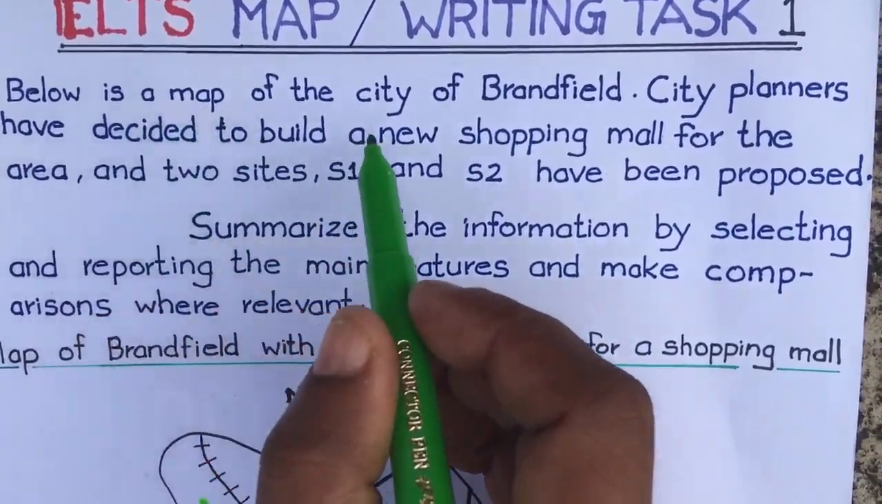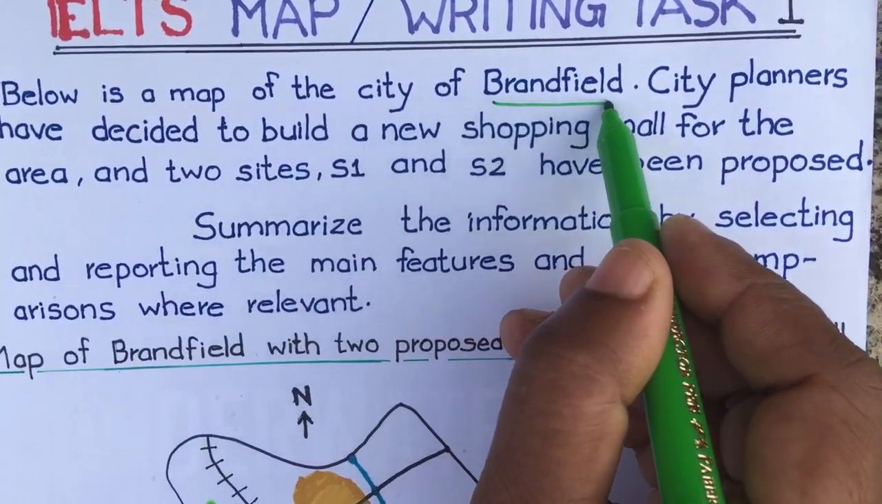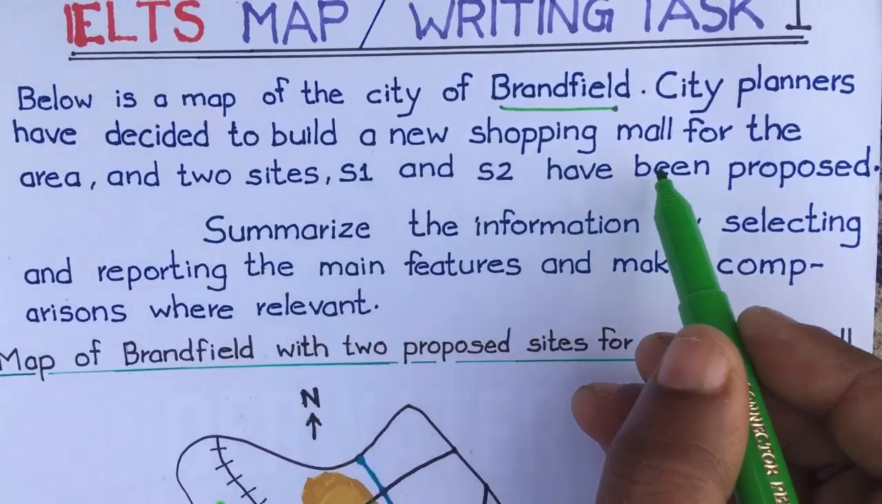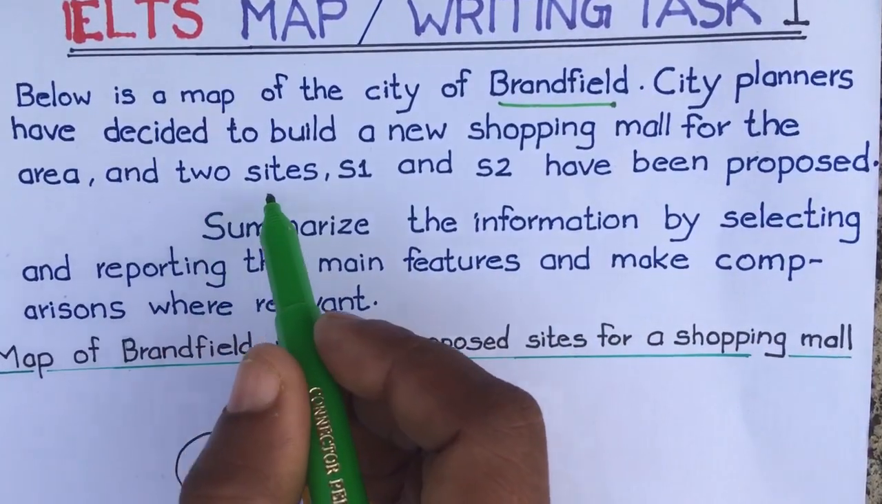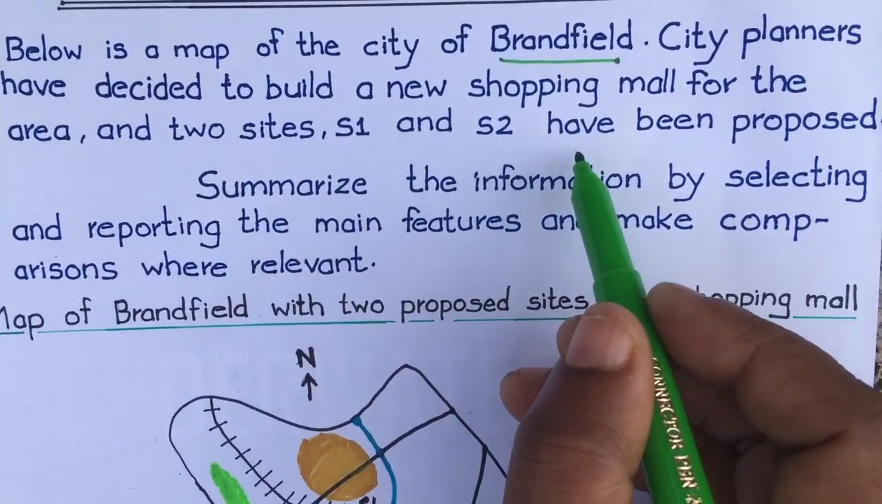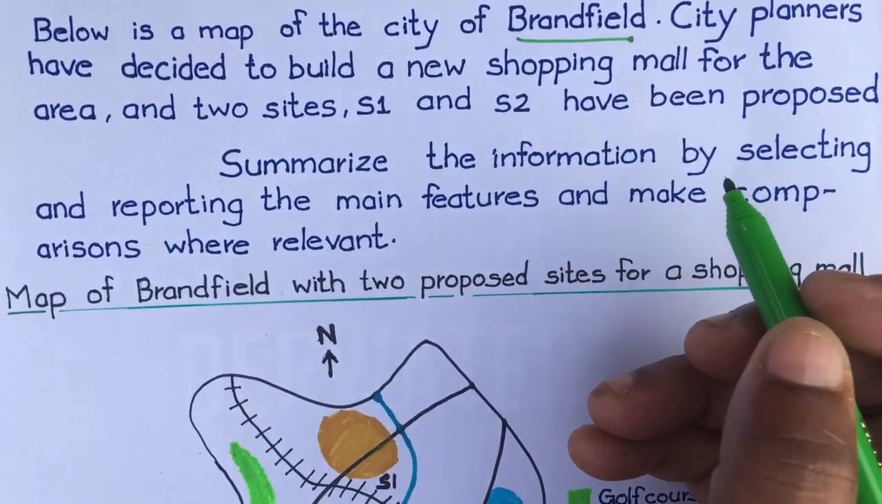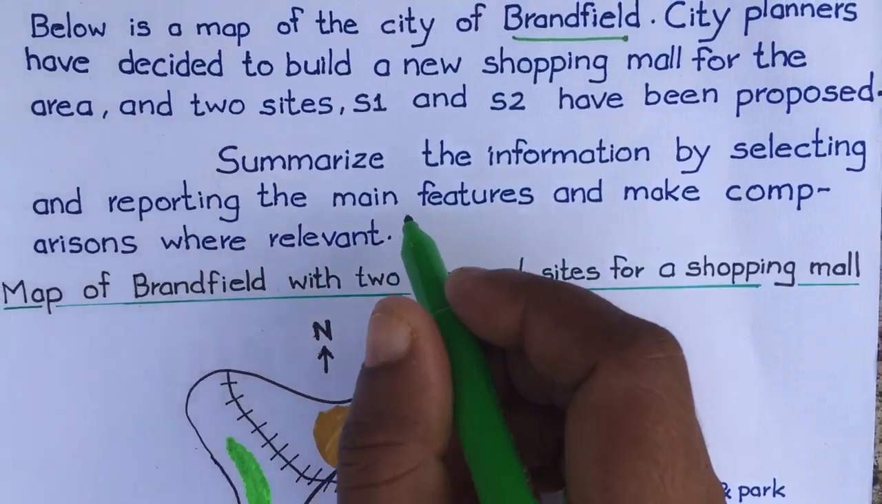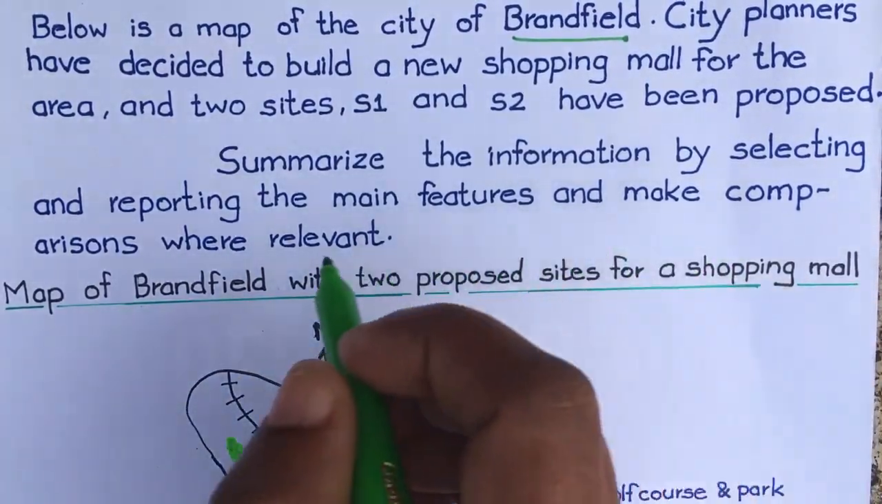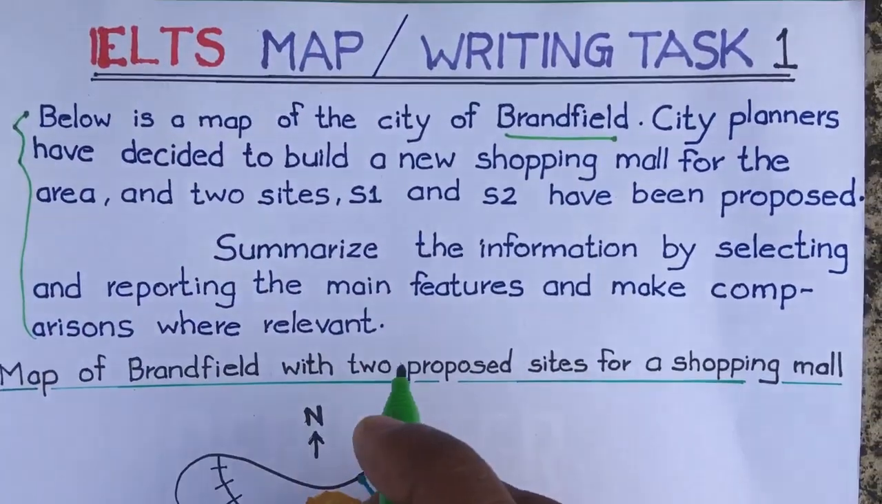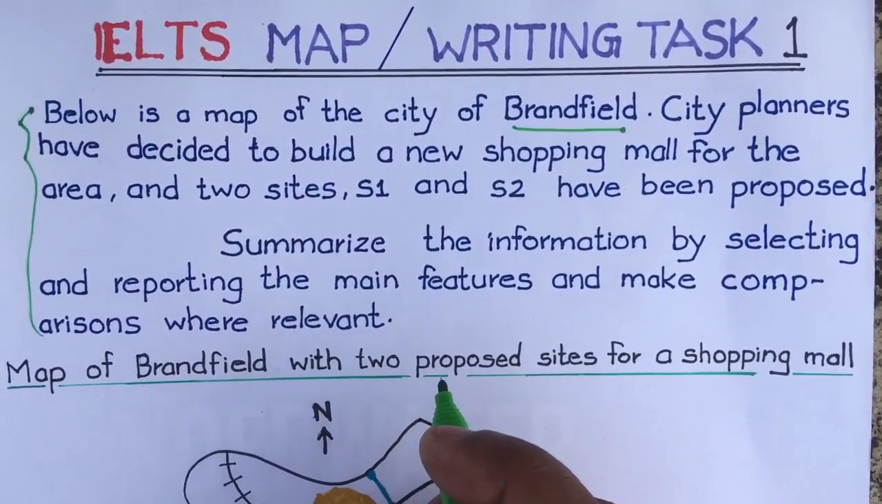Below is a map of the city of Bradfield. The city planners have decided to build a new shopping mall for the area, and the two sites S1 and S2 have been proposed. Summarize the information by selecting and reporting the main features and make comparisons where relevant. So when you see a question like this, don't panic. That is the first thing I would like to say.